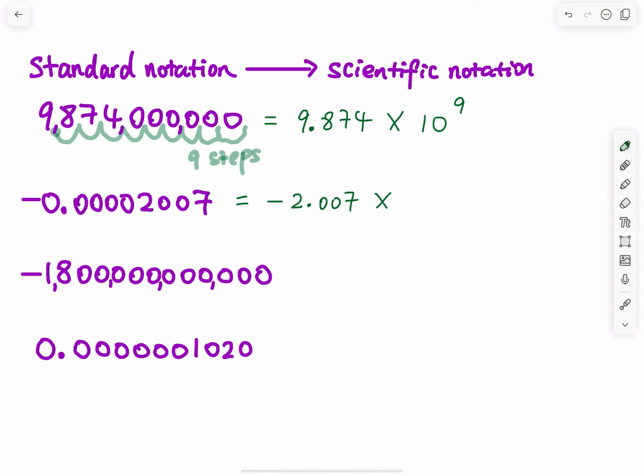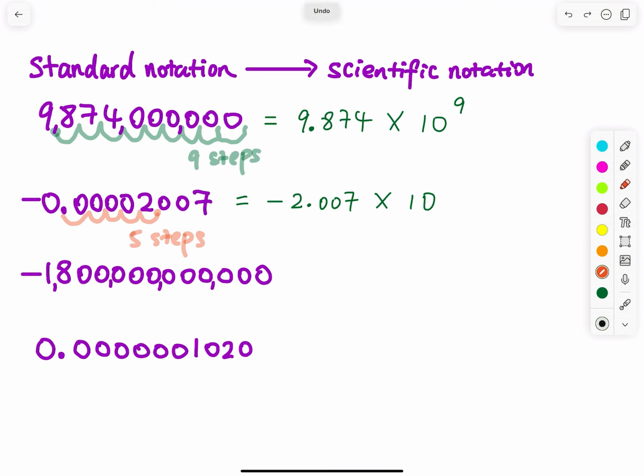And then multiply 10 to the what power? This time let's pick a different color. So 2.007, the decimal is right here. That will be 1, 2, 3, 4, 5. So this is 5 steps. Since we are going to the left, we are making the 2.007 smaller, in order to make that many zeros. Since we are moving the decimal point to the left, this will be a negative 5 power.